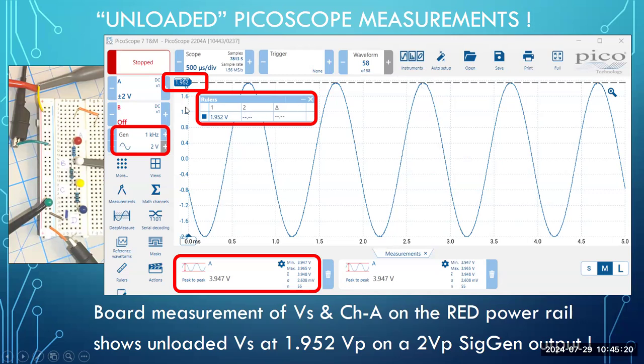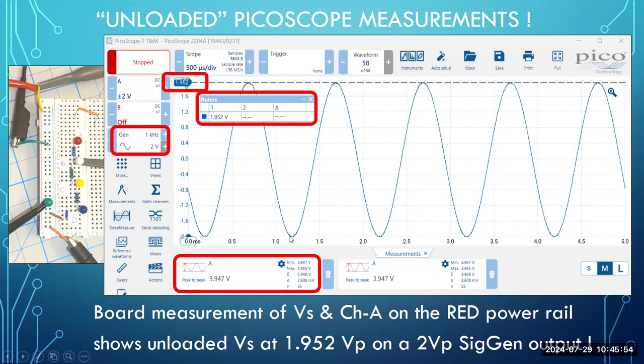And so, oops, what do I have here? Oh, take it back. I have switched some things around. In any case, 1.952 is what the dotted line shows. The ruler shows 1.952. If I double that, it shows my peak to peak at 3.947, and that's pretty darn close to a 4-volt peak to peak. Very little loading based on the circuitry so far of the power rails, the jumper wires, and the connections.